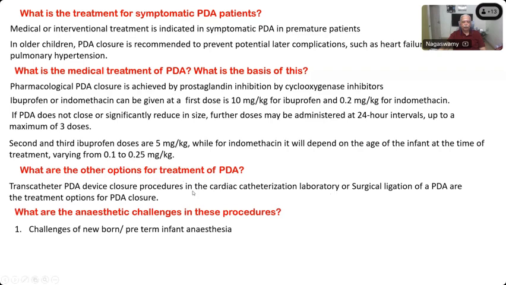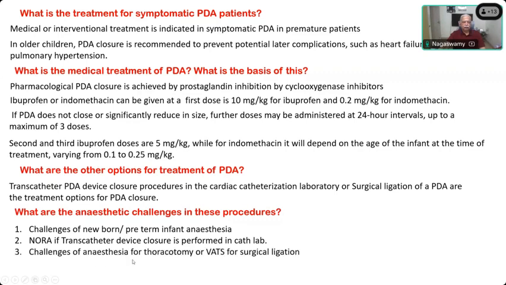No, sir. Supposing they ask you to give anesthesia for a child in the cath lab, what are the challenges? Non-operative. It is a NORA procedure. Excellent. That is the first and foremost thing you have to remember. Managing a 4-month-old baby in a cath lab is a very huge challenge. So NORA, if transcatheter device closure is performed in the cath lab, and challenges of anesthesia for thoracotomy or VATS for surgical ligation. So these are all the challenges that you have to think of.